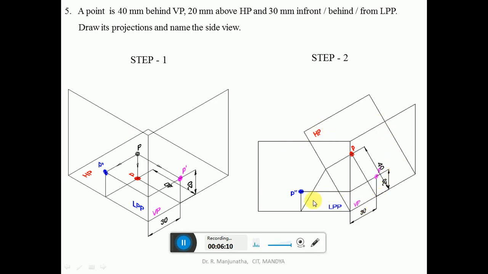So that means the corresponding images will also get rotated in the respective planes. That is what we can see in the intermediate image. That means the horizontal plane is going towards the top side and the left profile plane is going towards the left side. But LPP will be in line with the VP always, because VP is the one which is fixed. This is what we can see in step 2.